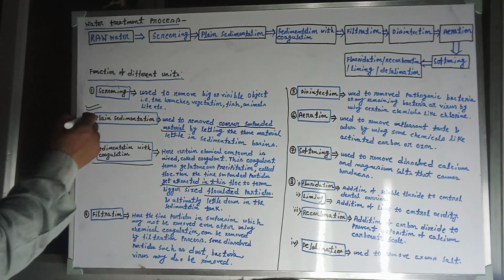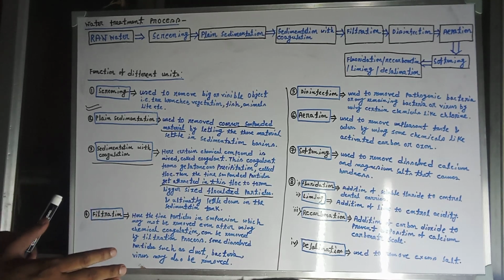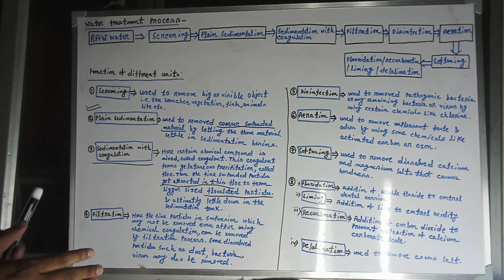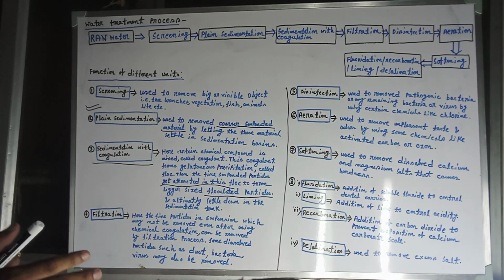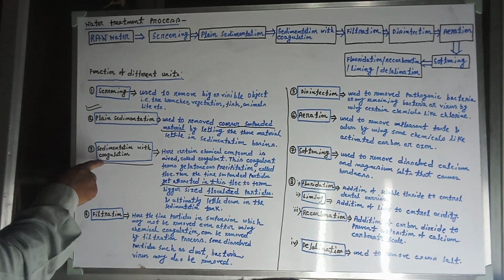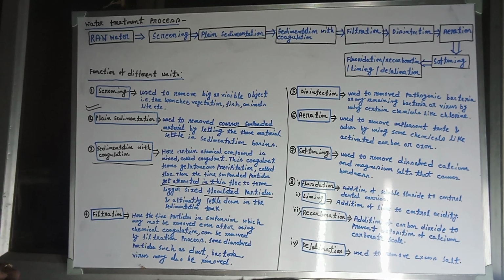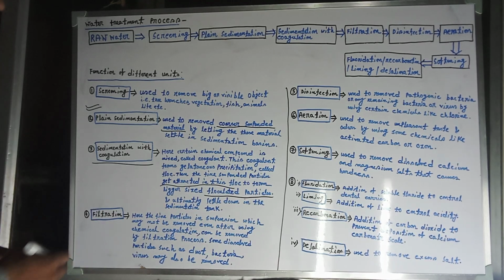So what is the difference between the plain sedimentation tank and sedimentation with coagulation? In the plain sedimentation tank the coarser suspended particles settle down, and in the sedimentation with coagulation tank the fine suspended particles which cannot be removed in plain sedimentation will be removed by using some chemical compound that is known as a coagulant. Anyway, after that the water will be sent to the filtration process.